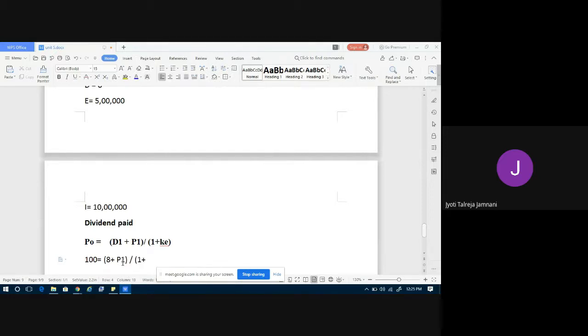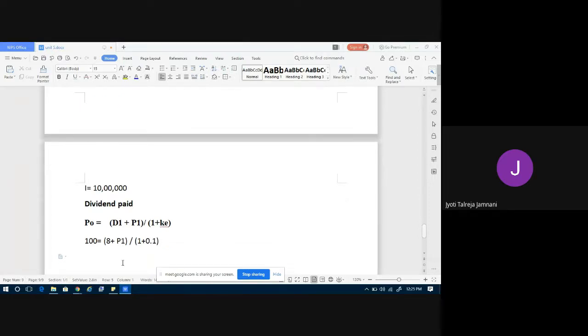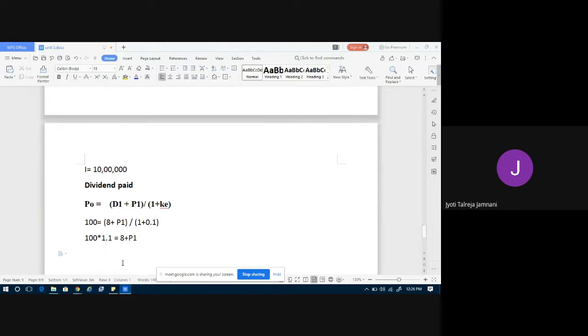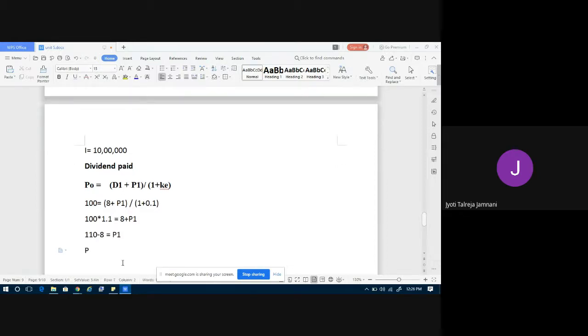So KE you have already found, it is 0.1 or it is 10%. We'll directly take that answer of 0.1. So if I take 1 plus 0.1, it will become 1.1. If I take 1.1 on the other side, division will become multiplication. So 100 into 1.1 is equal to 8 plus P1. 100 into 1.1 is 110. And that 8, if I get it this side, it will become minus 8 is equal to P1. So P1 will be 102 rupees.